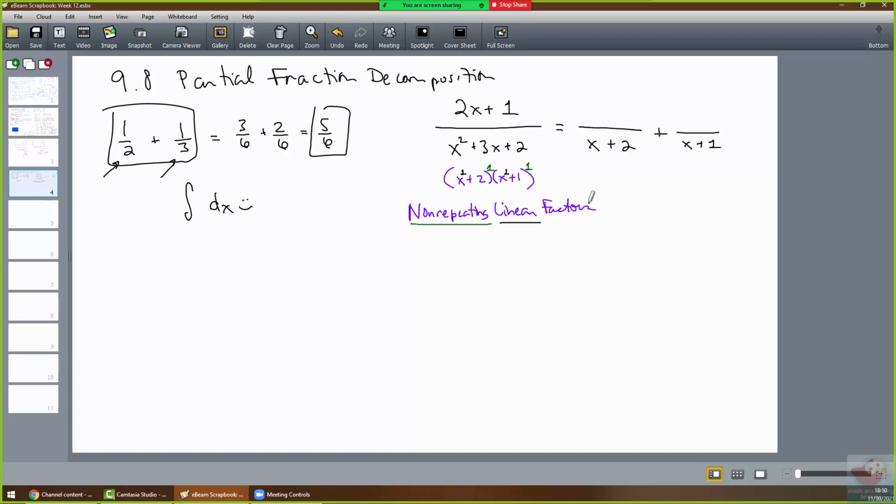And I will say that again. The degree of the numerator is one less than the degree of the factor in the denominator.